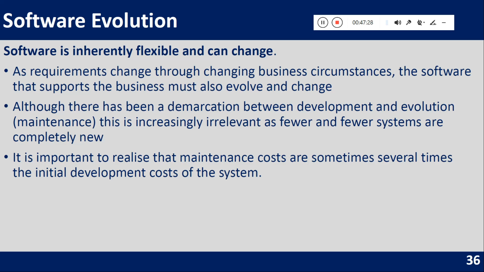The demarcation between development and maintenance. Oh, I see. So other kinds of development, based on previous development, we can see as a kind of maintenance, because development maybe is from the original, and maintenance is just development after development. Since the thing has already been developed, it can be seen as both development and maintenance. And it is important to realize that maintenance costs are sometimes several times the initial development cost.